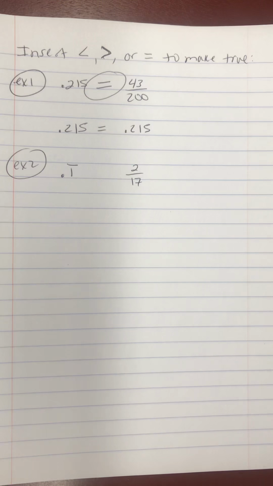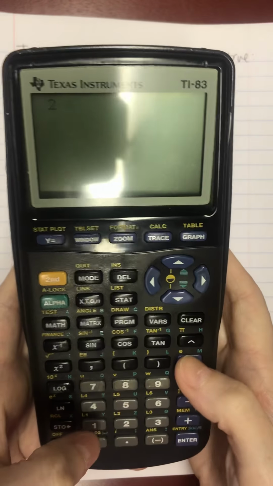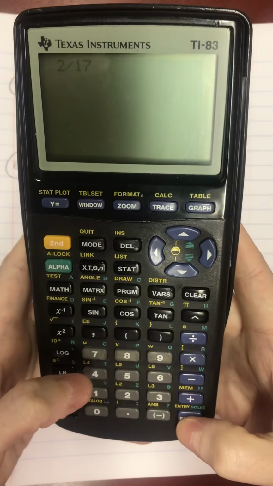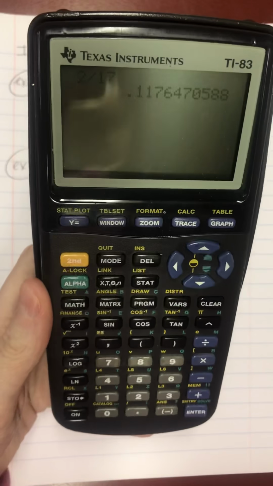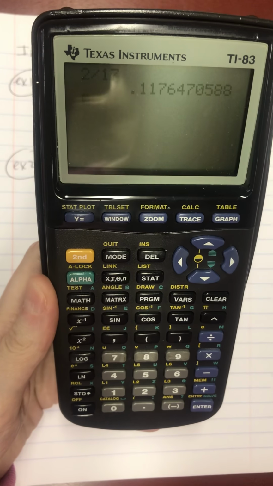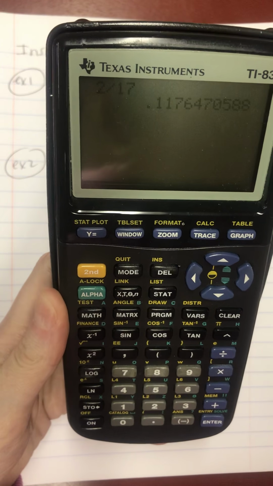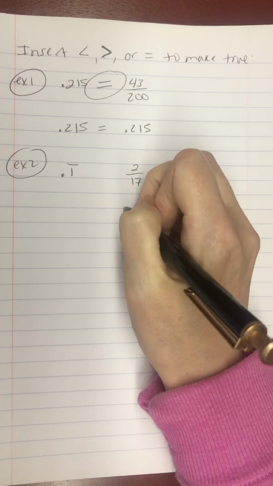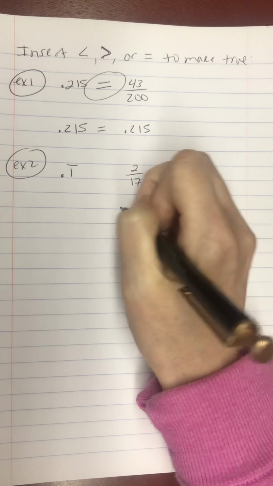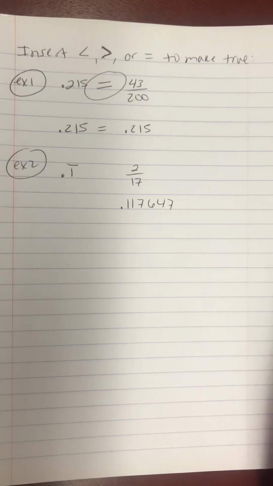In this one, what I would do first is convert the 2/17 to a decimal. 2 divided by 17, and when you do that, you get this large number: 0.11764705, and so on. It keeps going. So I'm going to write that right under it as 0.117647. I know it keeps going, but I don't really need every single decimal, so I'll chop it off right there.